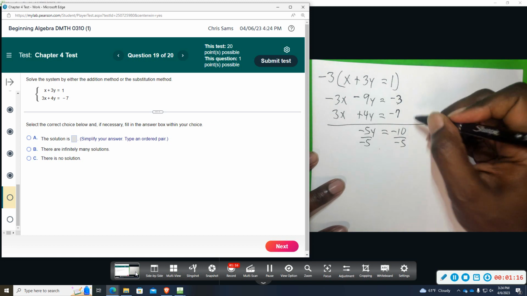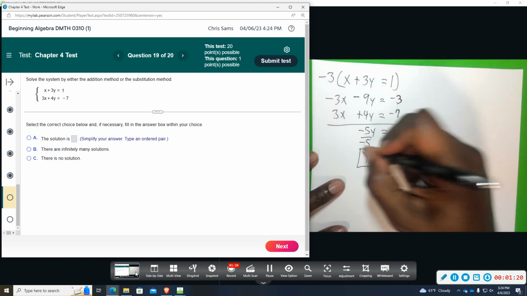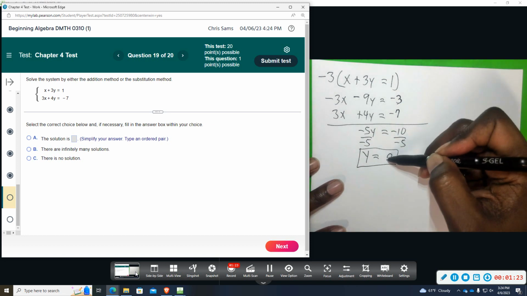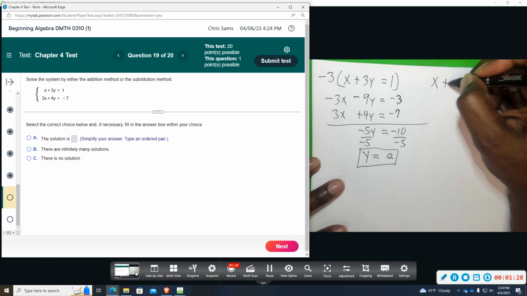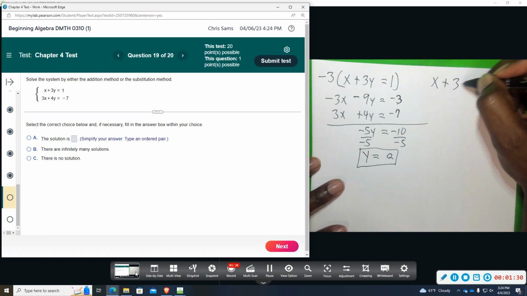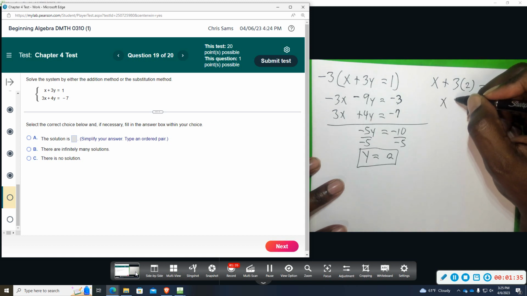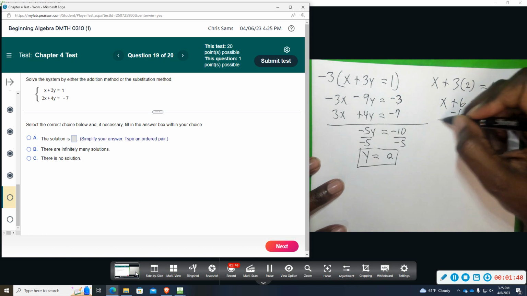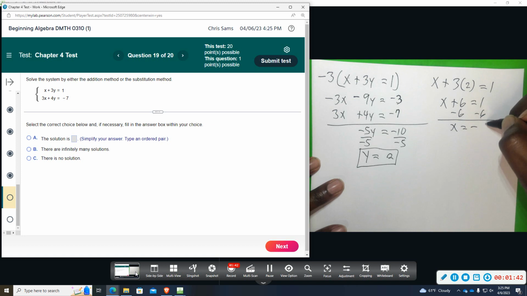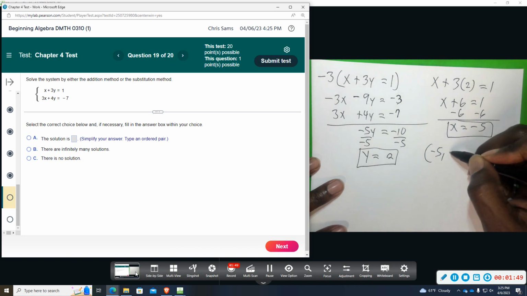Divide by -5 on both sides, and we get y equals +2. I'm going to take this +2 and plug it in the first equation. X plus 3 times 2 equals 1. X plus 6 equals 1. Subtract 6. X equals -5. Ordered pair -5, 2. Remember x, y in that order. -5, +2.